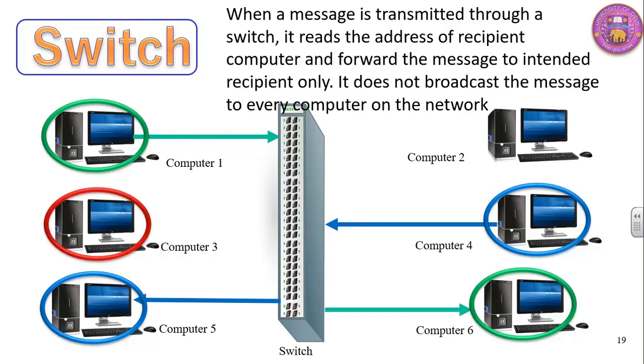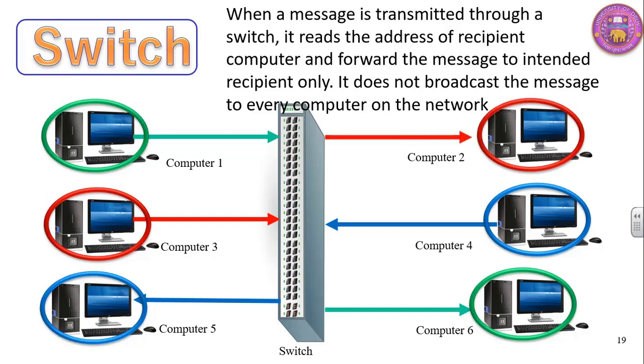Computer number 3 intends to send a message. It transmits the message to the switch. The switch reads the address and finds that this message is meant for computer number 2. It transmits the message to computer number 2.